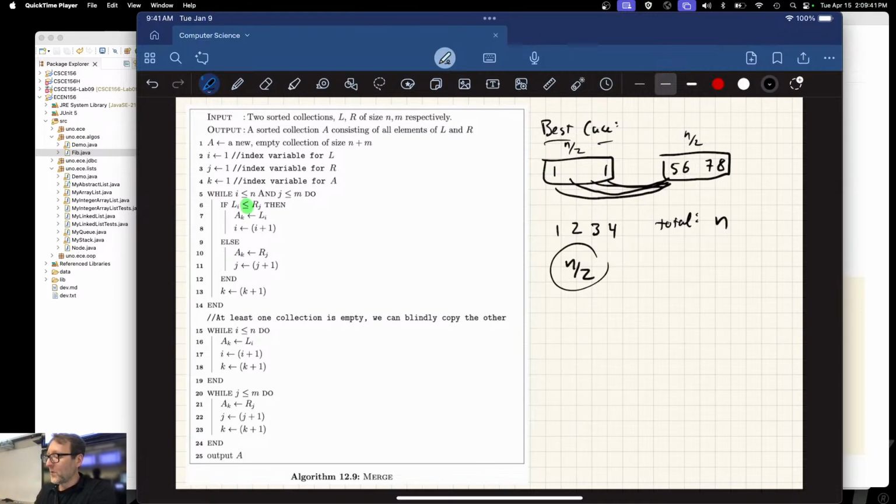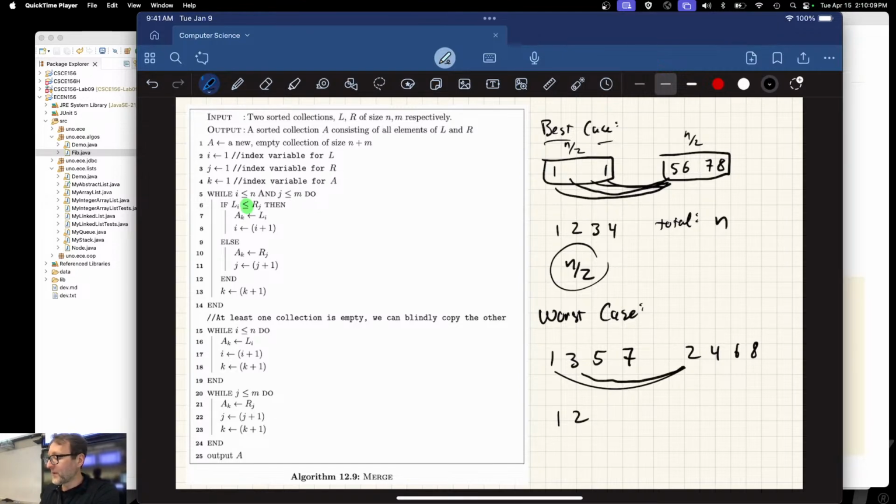What's the worst case scenario? I'll give you the setup here, and then we'll do it together. 2, 4, 6, and 8. Can you predict what's going to happen here with 1, 3, 5, 7, and 2, 4, 6, 8? I'm going to have to compare 1 and 2 to copy over 1. Then I will compare 2 and 3 to copy over 2.